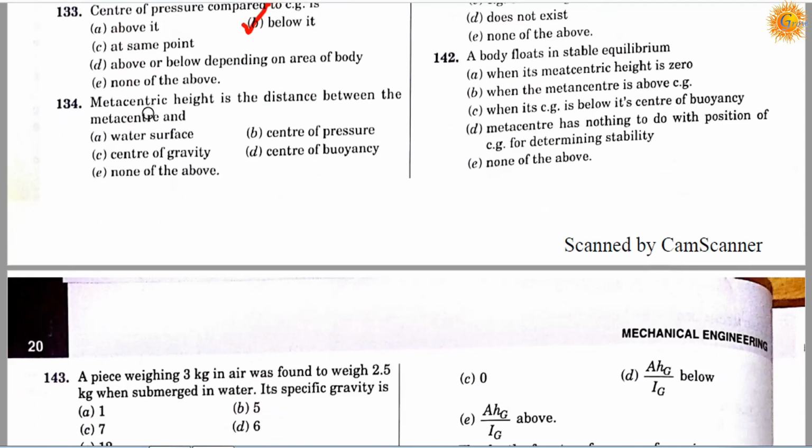Question number 134. Metacentric height is the distance between the metacenter and: option A, water surface; option B, the center of pressure; option C, the center of gravity; option D, the center of buoyancy; and option E, none of the above. So the correct answer is C, the center of gravity.